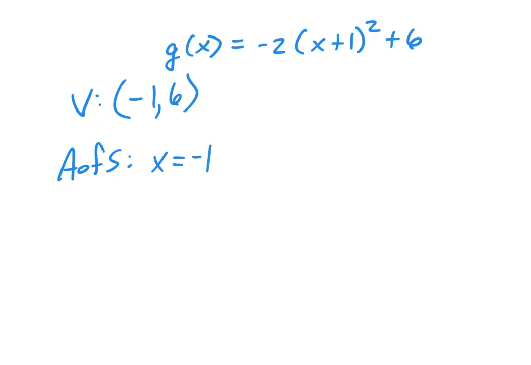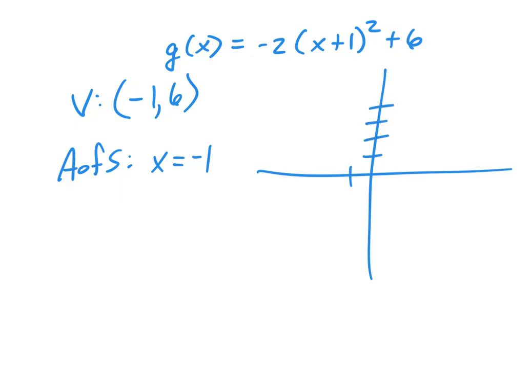Because this 2 is negative, there's two things that are going to happen here. Number one, it's going to be skinnier, okay? But the negative is going to flip it upside down. So if you wanted to put this one into your calculator, then it's going to look something along the lines of this. Left 1, up 6.